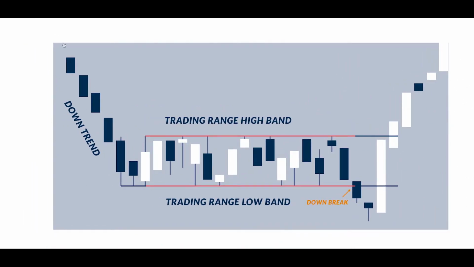You have a downtrend, okay? The prices were going down, and then you start to make a trading range high band, and then you have a trading range low band. You have a down break, and then this is a fake out. You have this area of consolidation. Prices go up and down, up and down, up and down. They break down, but that's a fake out. You're going to think it's a breakdown, but then the prices move towards the upside.